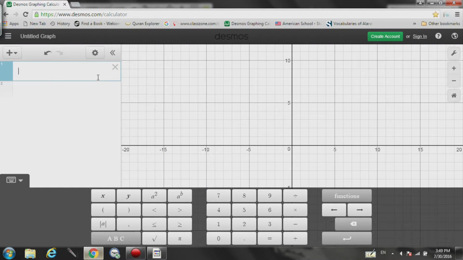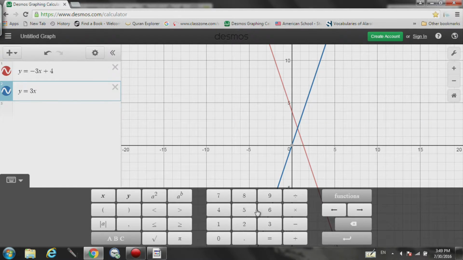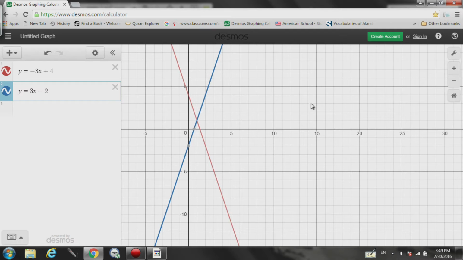Let me draw this over here. The first line is y equals negative 3x plus 4, so the y-intercept is 4 and the slope is negative 3. The second line given is y equals 3x minus 2. Now observe these lines.